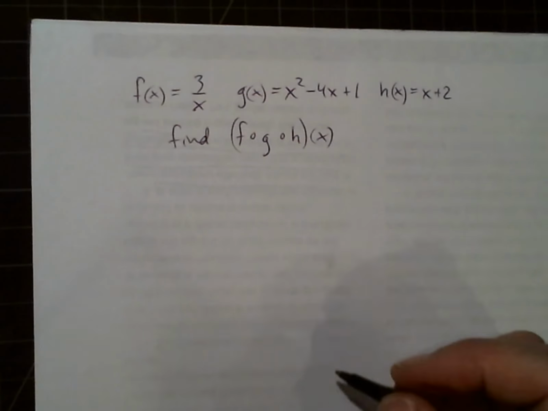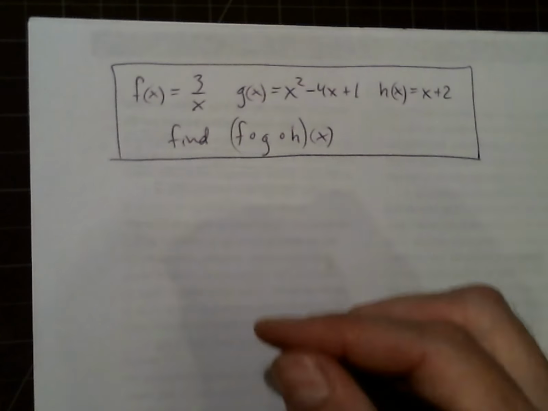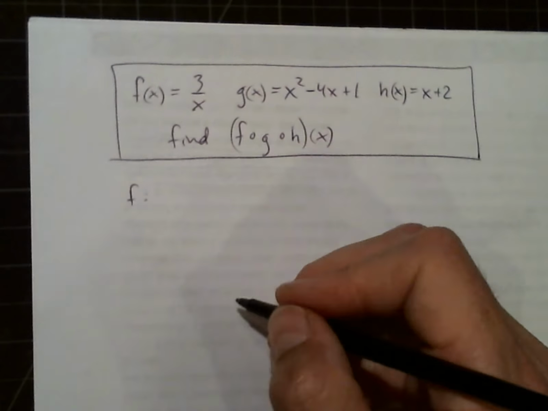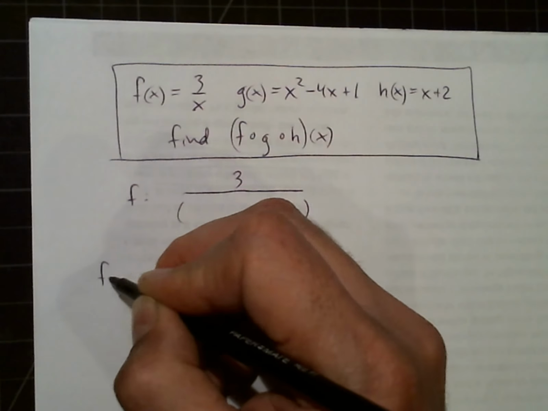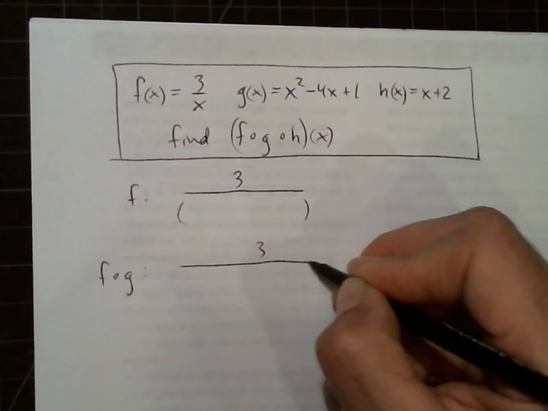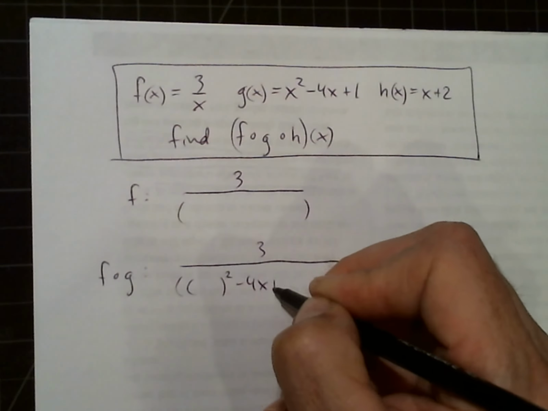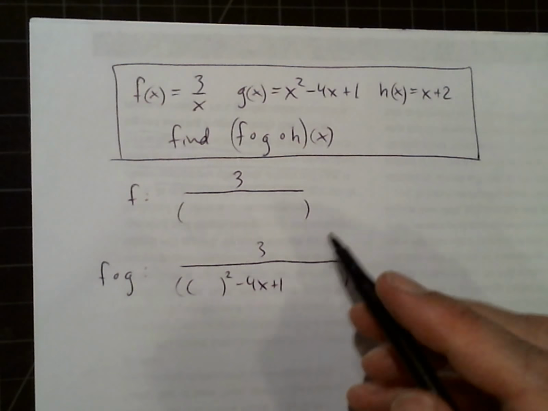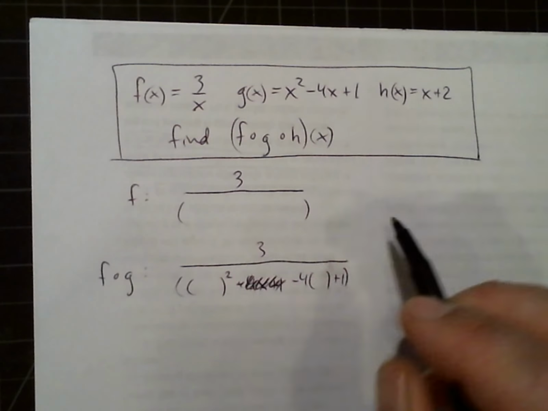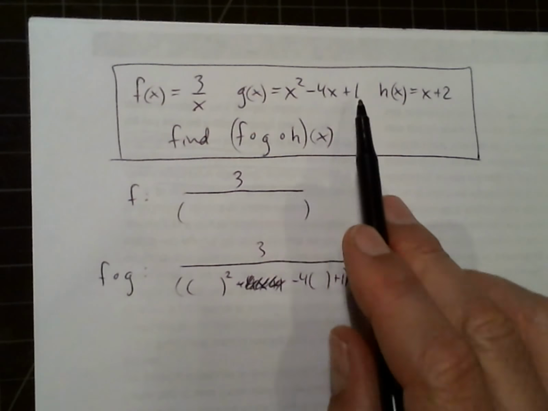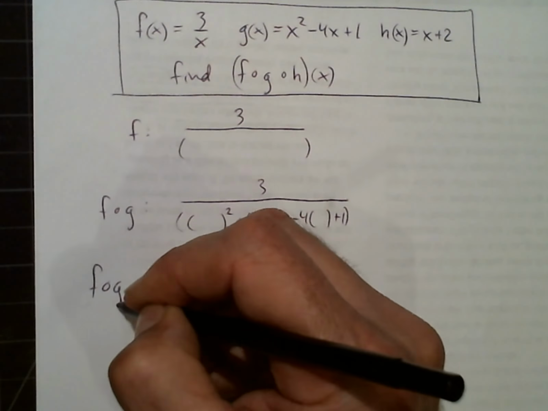All right, you try that one. Pause, do that one, and then check your work. So f of g, this is, oops, forgot to do that, minus 4 times something plus 1. So it's x squared minus 4x plus 1, f of g, and then we're going to do f of g of h.